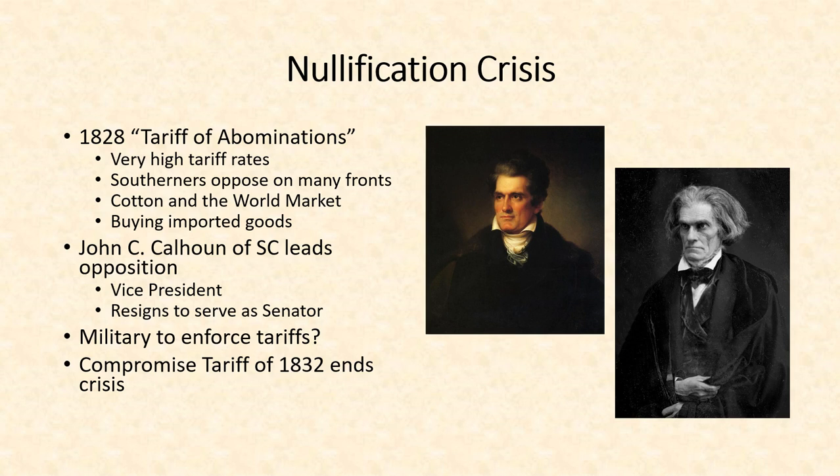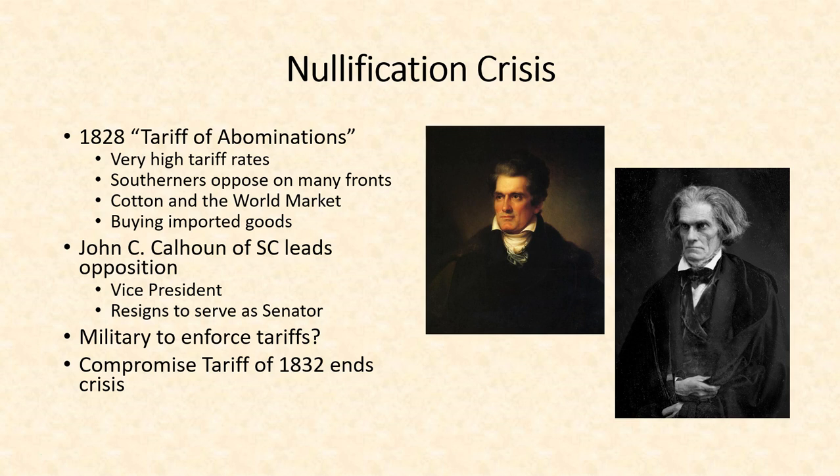There's a fear by Southerners that because of the Tariff of Abominations, other nations will put high tariffs on American cotton and they'll stop buying it, which will ruin their economies. The leader of the opposition to the Tariff of Abominations is the Vice President of the United States. This is John C. Calhoun.